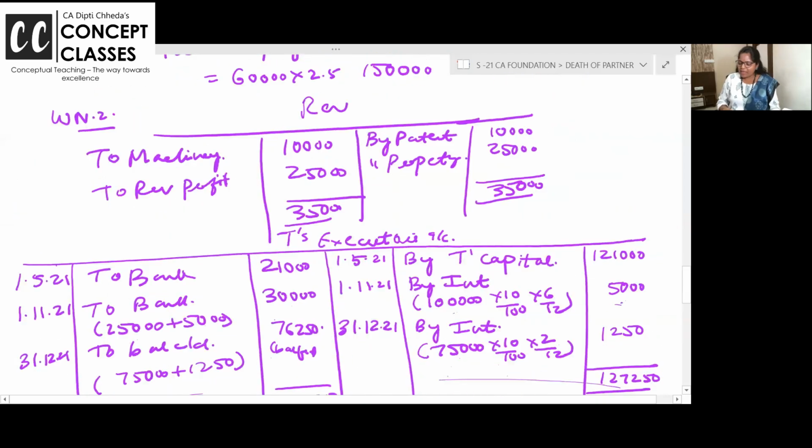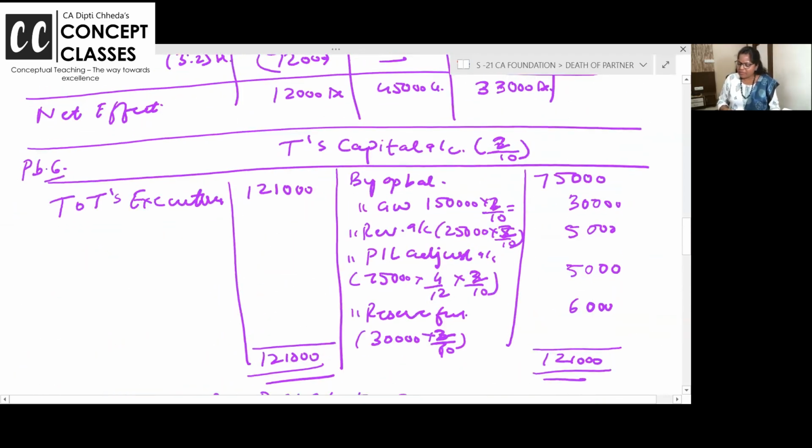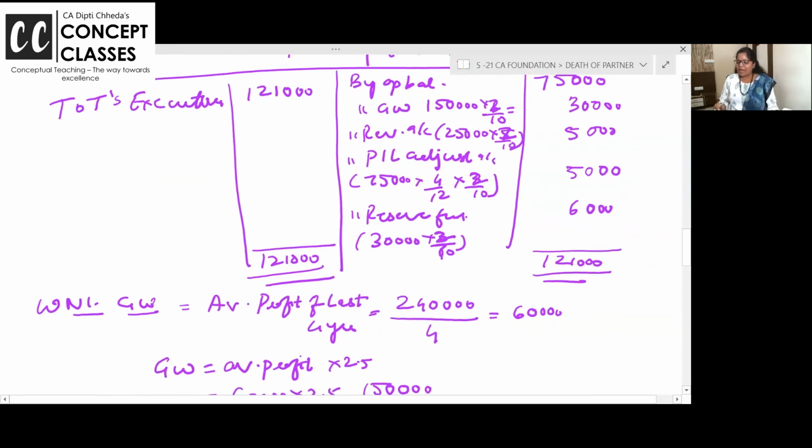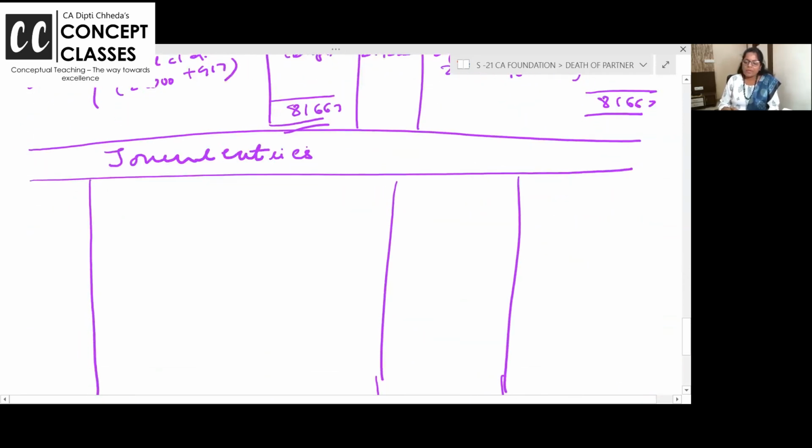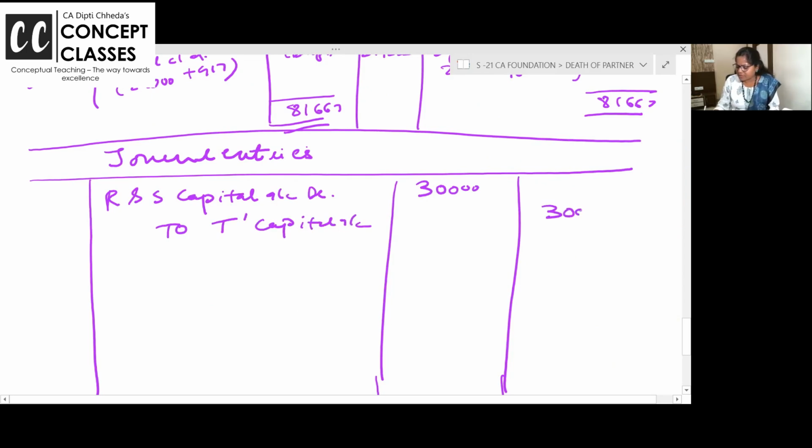Okay, look at T's capital account and one entry you have to pass. First you are giving him what? Goodwill. So I have written buy goodwill, but how will you give him the 30,000 goodwill? 30,000 goodwill, who will give him? The other two partners will give, no? R and S will give. R and S capital account debit, 30,000 to T's capital account 30,000. Goodwill first you give him.